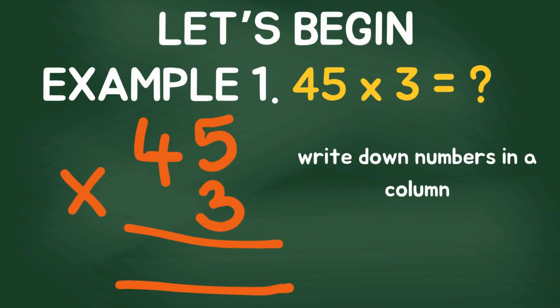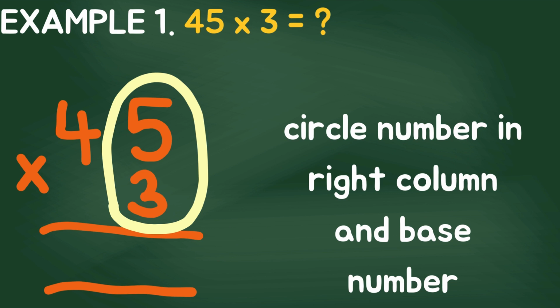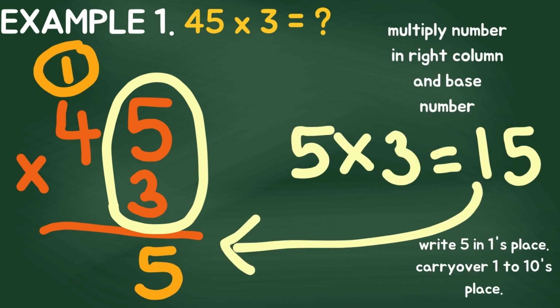Step 1 is to write the numbers down in a column. Let's call 45 the top number and 3 the base number. Step 2 is to circle the number in the right column and the base number. Next, multiply them. Here, when I multiply 5 by 3, I get 15. Write 5 in the ones place, and carry over 1 to tens place.